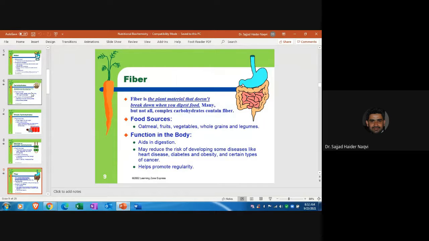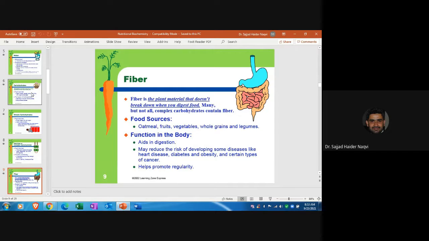Now, you must have heard of fiber a lot nowadays, and it's very good for your health and very good for your gastrointestinal tract. What is actually fiber? Fiber is the plant material that doesn't break down when you digest food. So fiber comes in a package with carbs. When you eat carbs, your body will digest the carbs into their monosaccharide units. But the fiber portion that's coming with the carb is not normally digested by your body. And many, but not all, of the complex carbs do have fiber content in them.